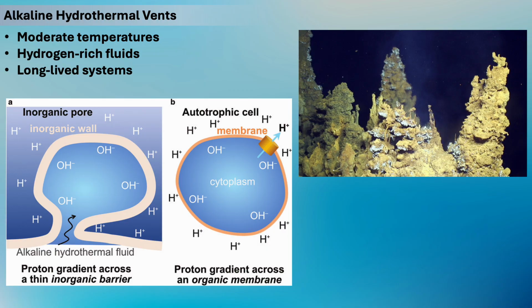Alkaline hydrothermal systems represent a chemically distinct type of hydrothermal activity and occur in geological settings different from typical ridge-axis vents. Rather than forming primarily through interaction with basaltic crust near magma, these systems develop where seawater reacts with mantle-derived ultramafic rocks. This is a process known as serpentinization.